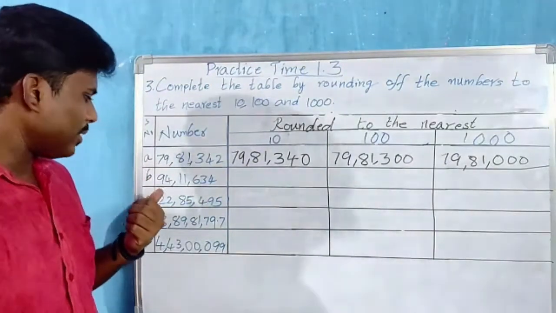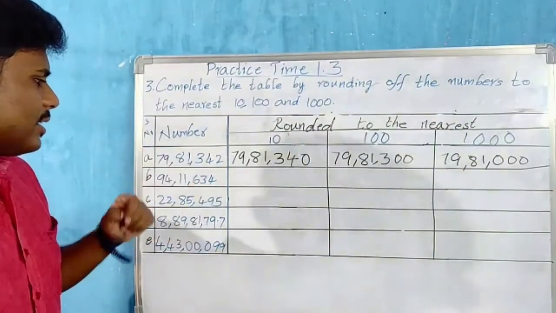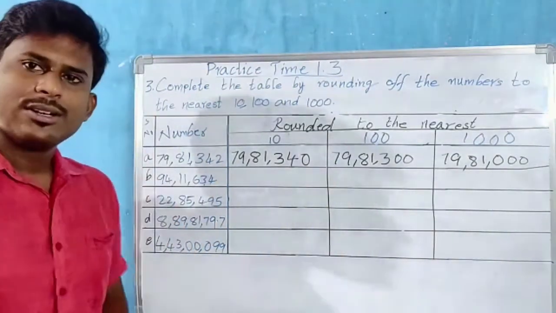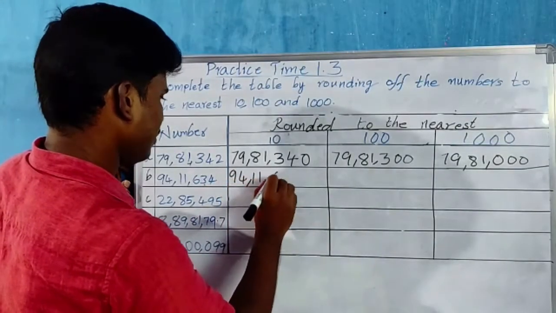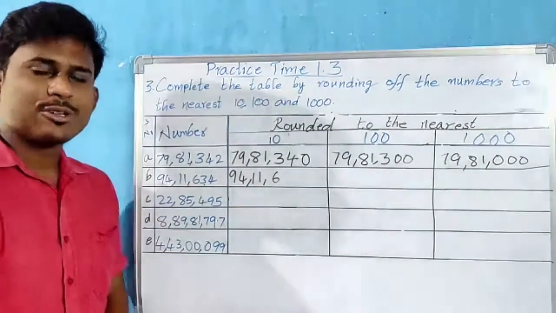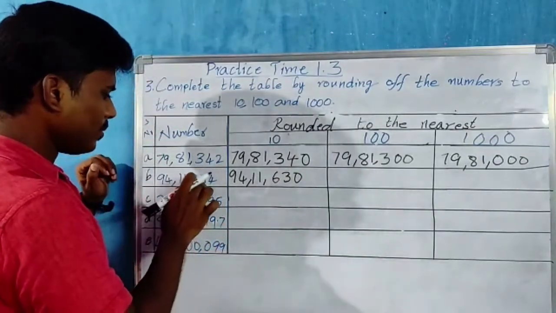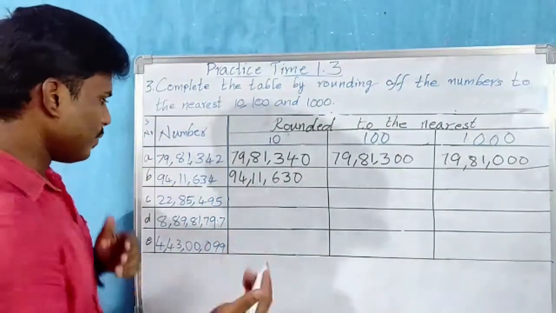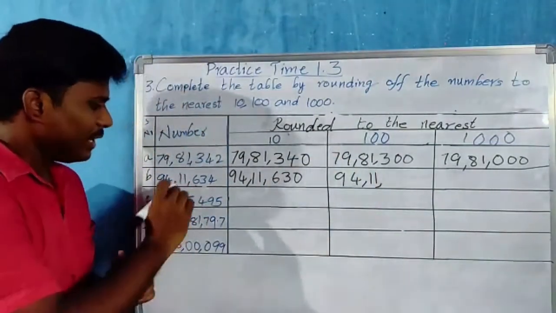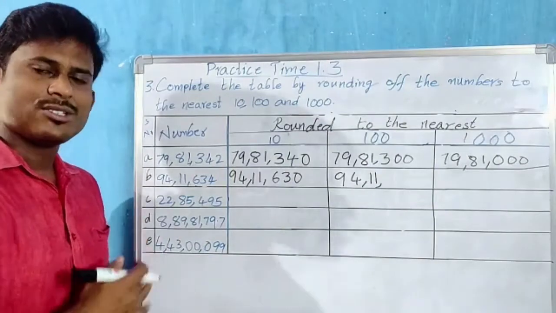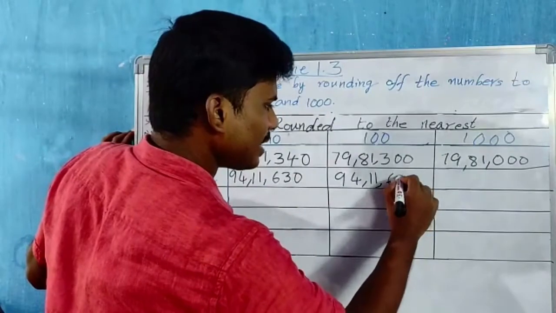Now if you go for this number, 94,11,634. First the tens place. We have to first write the left side digits. 34 is near to which number? 30. Now hundreds, 634. First let us write this. Immediate right side, check once, 3. So 1 to 4, slide on the floor. So the same 6, and on the right side digits, place zeros.